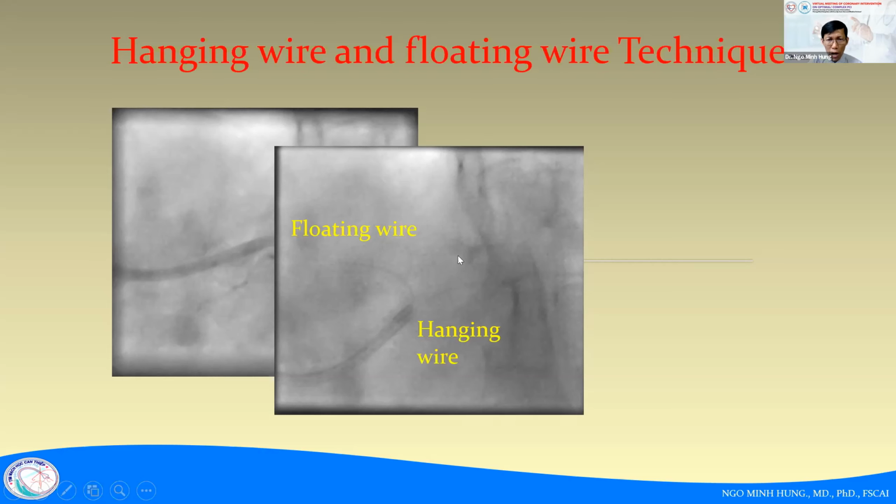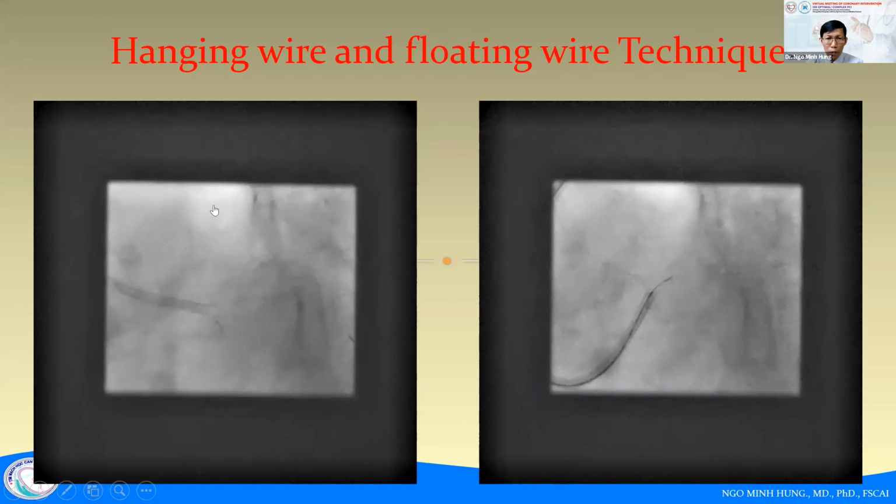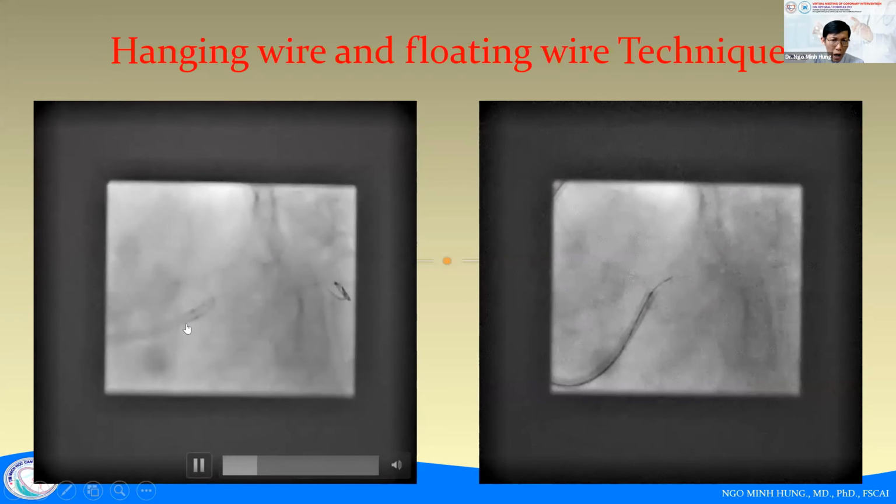So the third wire is the functional wire. So we can change the guiding catheter direction, and then we can change the direction of the wire, and then we find the proximal cap. And this is how I change the guiding catheter direction.